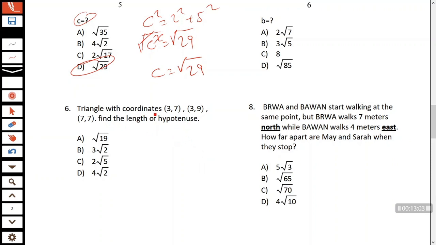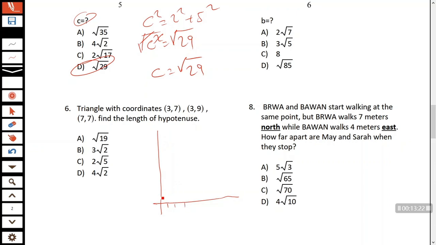I will solve this question a bit slower because lots of students ask me how we put the point on the coordinate plane. Triangle with the coordinates (3, 7), (3, 9), (7, 7). Find the length of the hypotenuse. Same idea. All the given points have no negative numbers, so I will choose here.